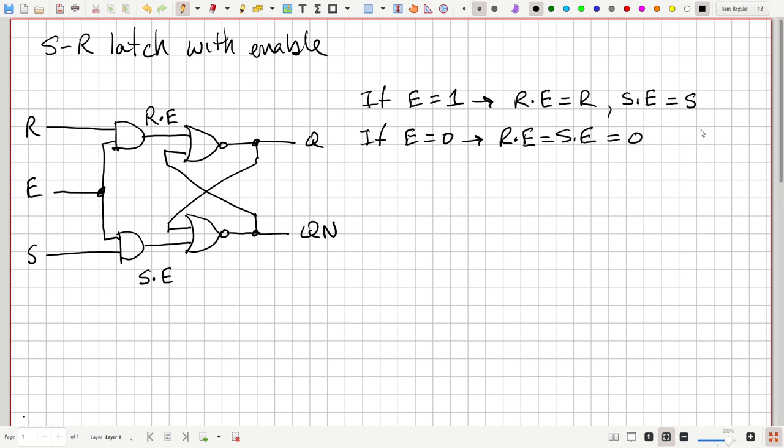So what we get then is the behavior of an SR latch with both the set and the reset signals equal to 0. Well, what happens when S is equal to R is equal to 0? You get the latch state.